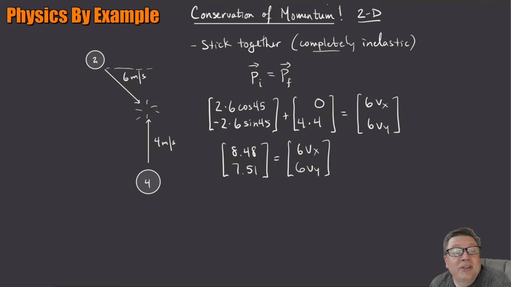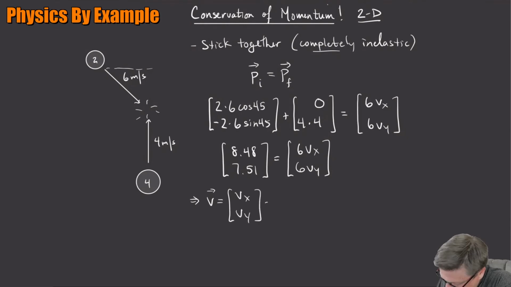So now to solve for Vx and Vy, well, that's easy. Now I'm just going to divide by 6, right? Both equations divide by 6. So this turns out to be pretty easy. My velocity vector, which is Vx, Vy, is just going to be 8.48 divided by 6 and 7.51 divided by 6, and that is 1.41 and 1.25. There we go. There's my velocity vector.